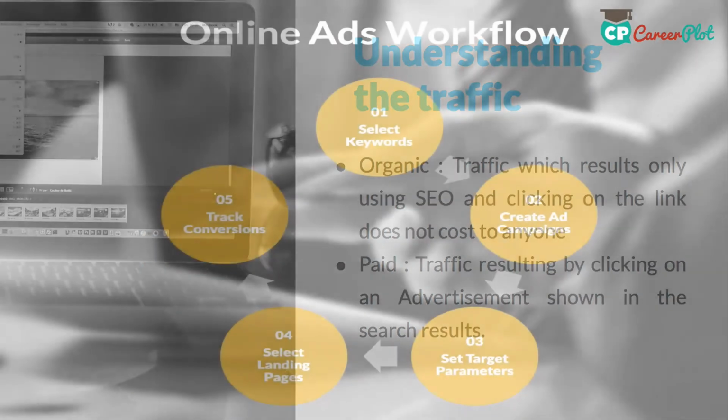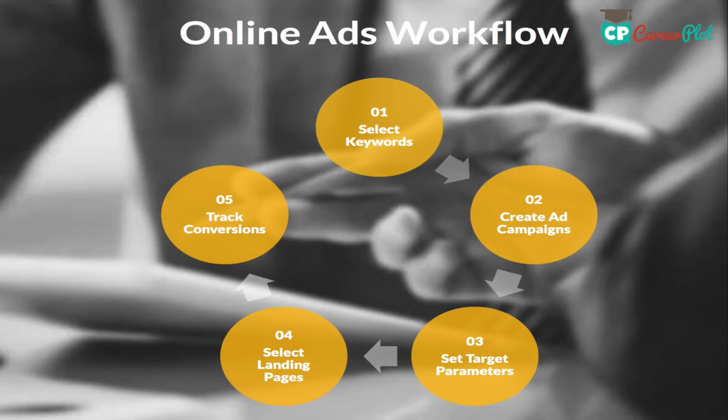So after understanding the traffic workflow, we need to understand how the ads workflow is created. Let's say you are an advertiser and you want to launch your online ads. You need to follow a 5-step process, which is pretty straightforward. First, using the keyword planner tool or your own website instincts, you should select the keywords which you want to go into for paid advertising.